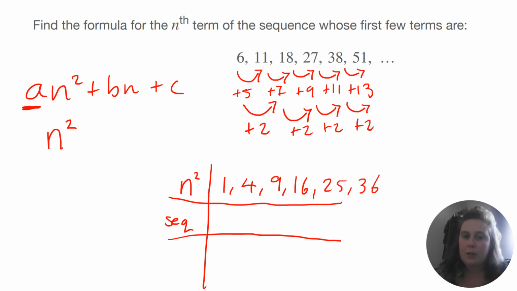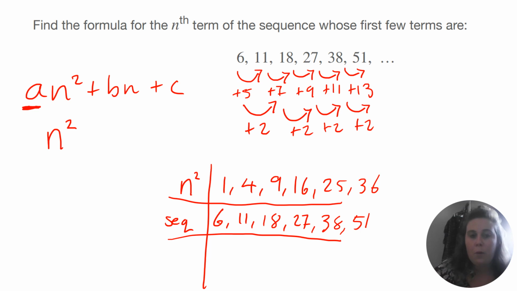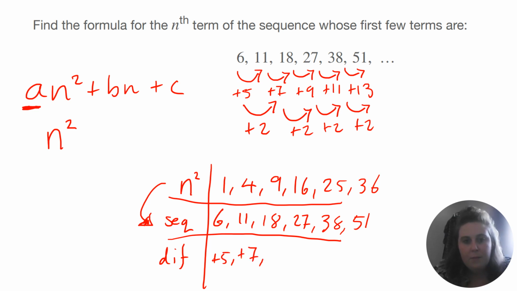And then I'm going to write the sequence that we want as well. So the one we've been given: 6, 11, 18, 27, 38, and 51. The final row is going to tell us how to get from what we've got so far to what we want. So how do we get from n squared to the original sequence? Okay, so the difference. From 1 to 6, plus 5. From 4 to 11, we add 7. From 9 to 18, we add 9. 16 to 27, we add 11. 25 to 38, we add 13. And 36 to 51, we add 15.